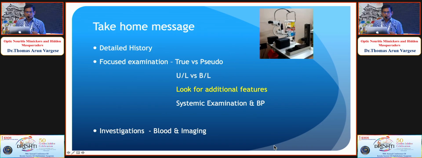So take-home message: detailed history, focused examination, differentiate true versus pseudo, unilateral versus bilateral, look for additional features. There will be some additional features which will help you differentiate from a typical optic neuritis. Systemic examination, blood pressure, don't forget, and investigations, blood and imaging where necessary, will give you the diagnosis.